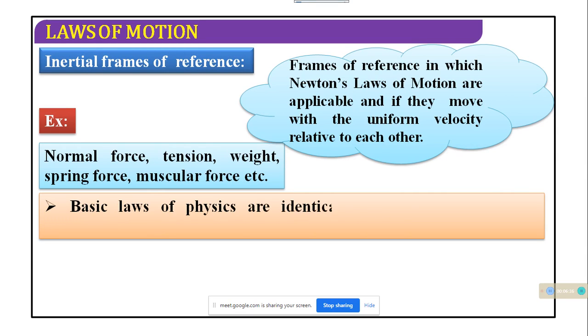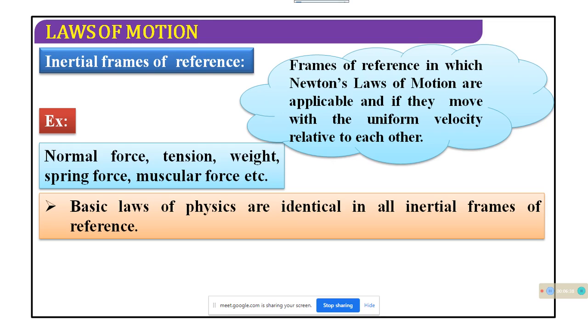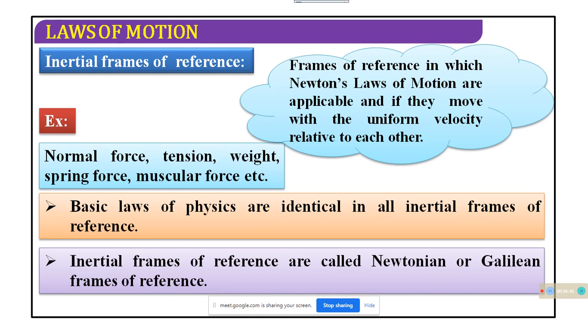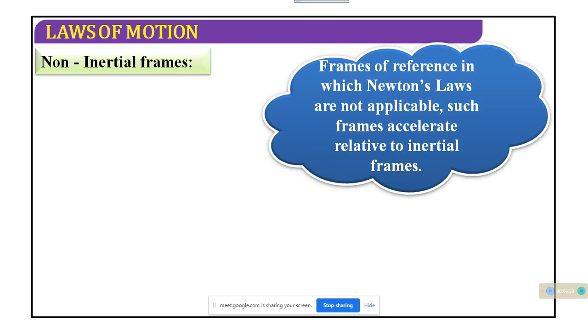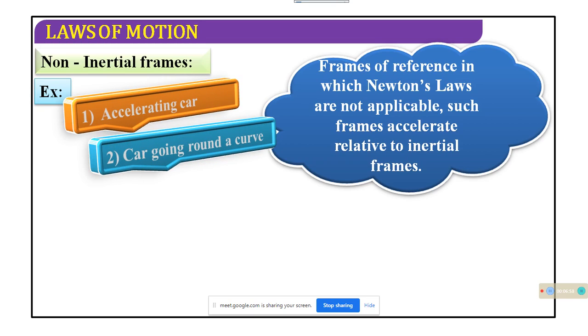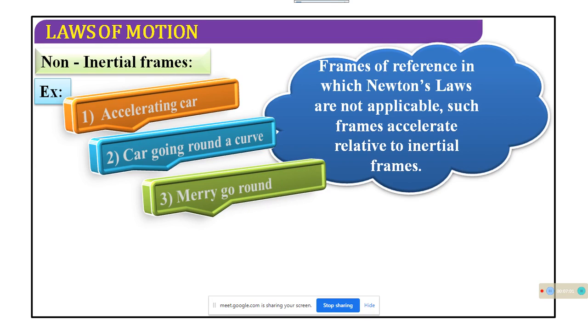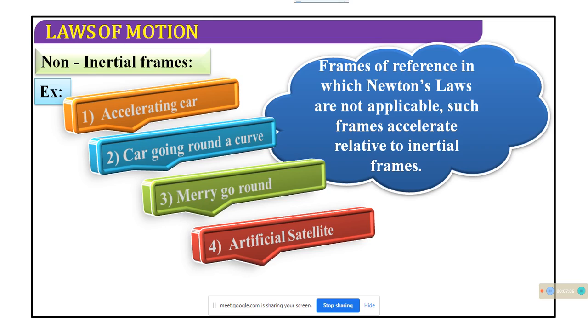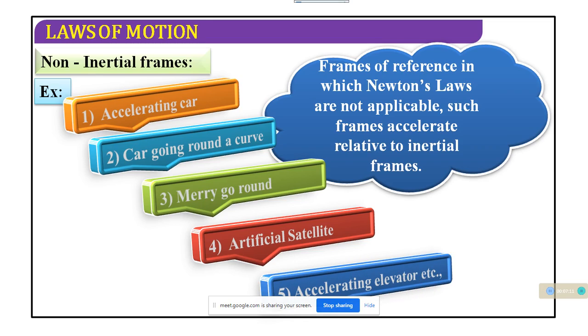Examples: normal force, reaction force, weight, spring force, muscular force, etc. The basic laws of physics are identical in all inertial frames. An inertial frame of reference is called a Newtonian or Galilean frame of reference. Non-inertial frames, for example: an accelerating car, going round in a car, merry-go-round, artificial satellite.